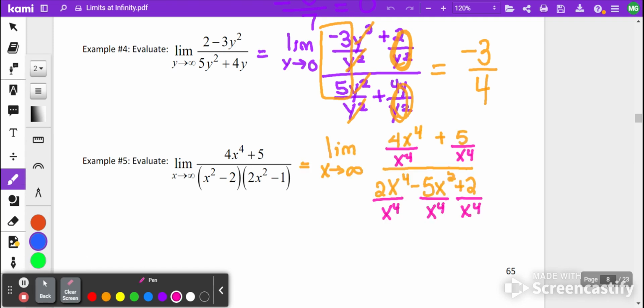Okay, so when you did FOIL that out, I hope you noticed that we had the same degree in the numerator and denominator. So these are all going to zero out, but we get 4 over 2, which is 2. Hopefully you got the same answer and you were able to do that pretty easily.